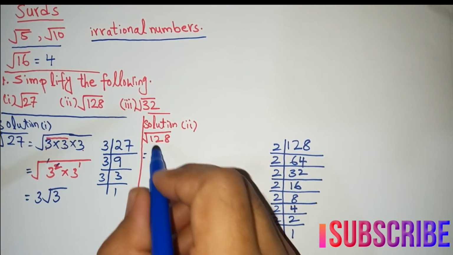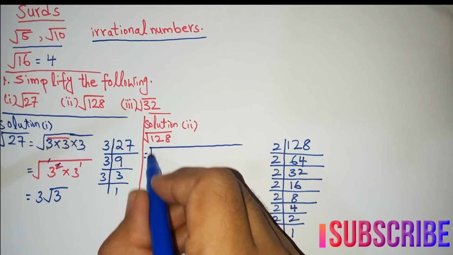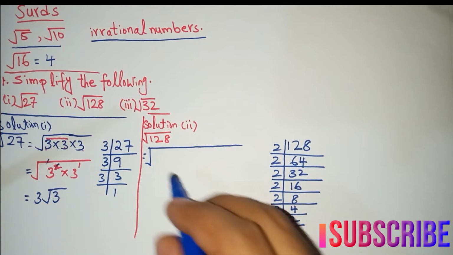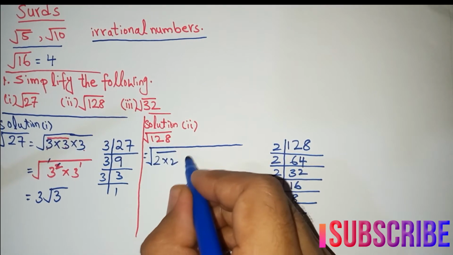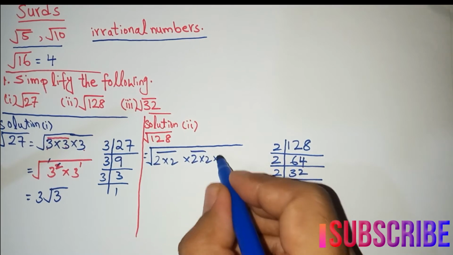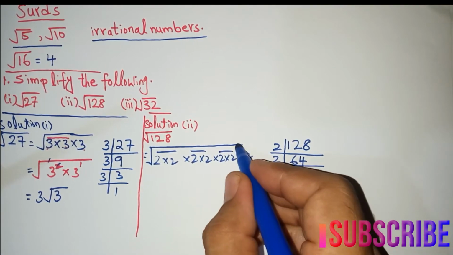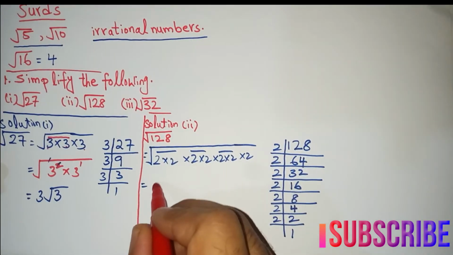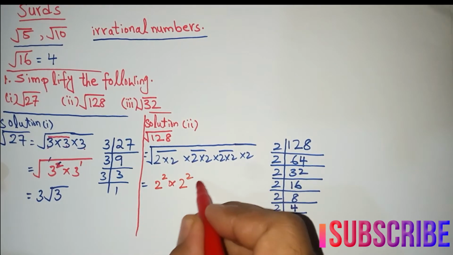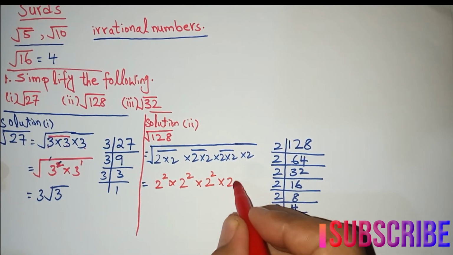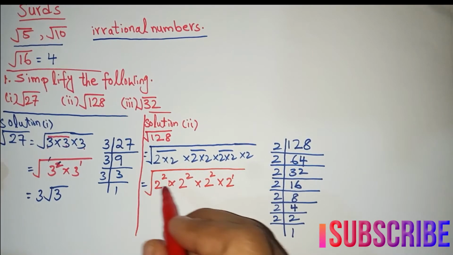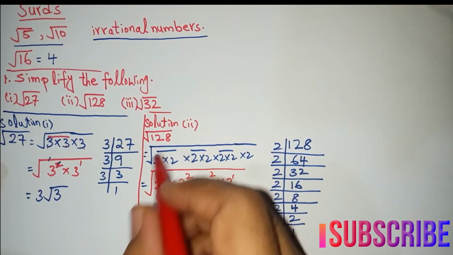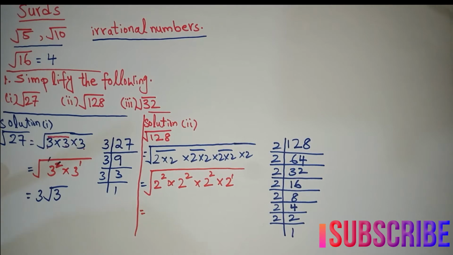So if we write the factors of 128, we have to count the number of 2's here: 1, 2, 3, 4, 5, 6 and 7. So 2 times 2 is pair 1, 2 times 2 is the second pair, 2 times 2 is the third pair, and times 2. So we have 3 pairs of 2 and 1 single 2. So 2 raised to power 2 times 2 raised to power 2 times 2 raised to power 2 and times 2 raised to power 1. If we add the powers, 2 plus 2 is 4, 4 plus 2 is 6, plus 1 is 7. That's what we have above, 2 raised to power 7 in total.